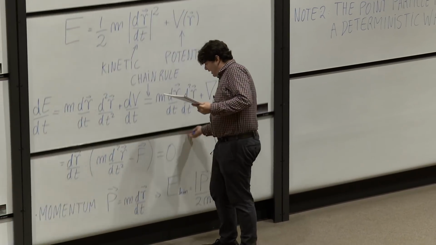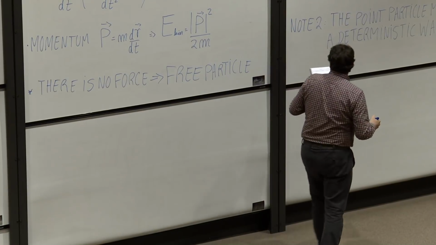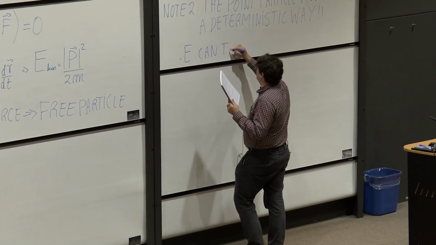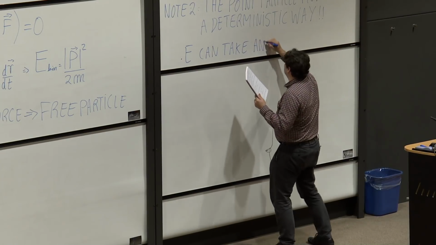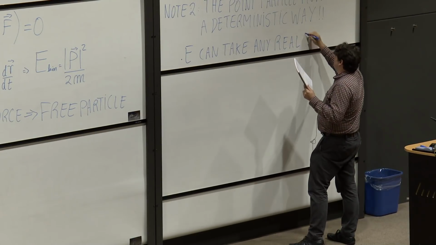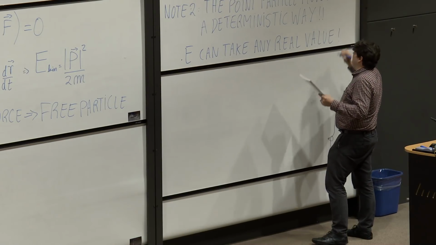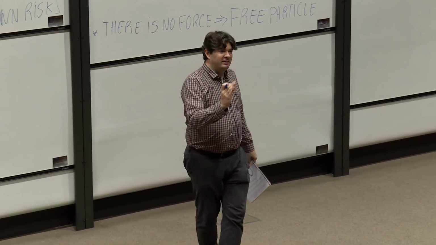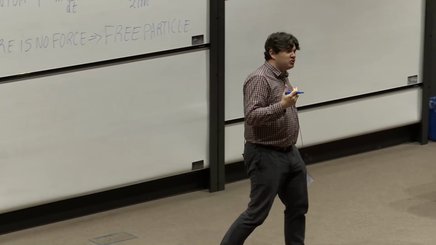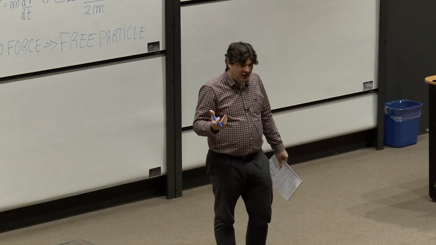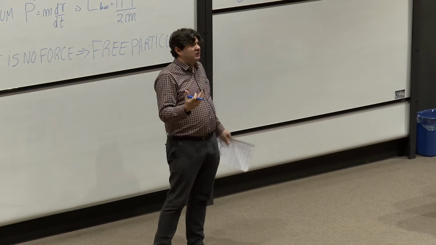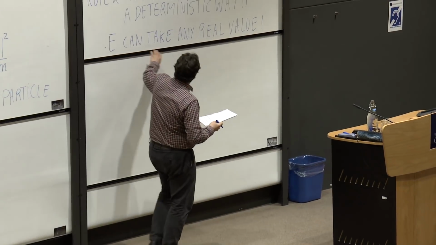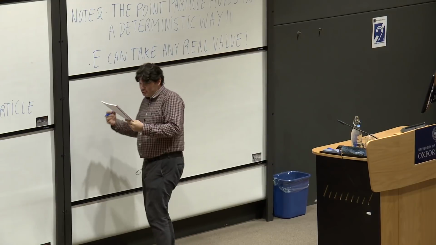Then, the other important point is that E can take any real value. Okay? So, if my car is still, the kinetic energy of my car is zero. I start accelerating my car, it acquires kinetic energy, but the kinetic energy grows in a continuous way, okay? And I can tune the velocity, choose the velocity in such a way that the energy takes any real value, okay? With the correct units. So E can take any real value, and it's also something continuous.